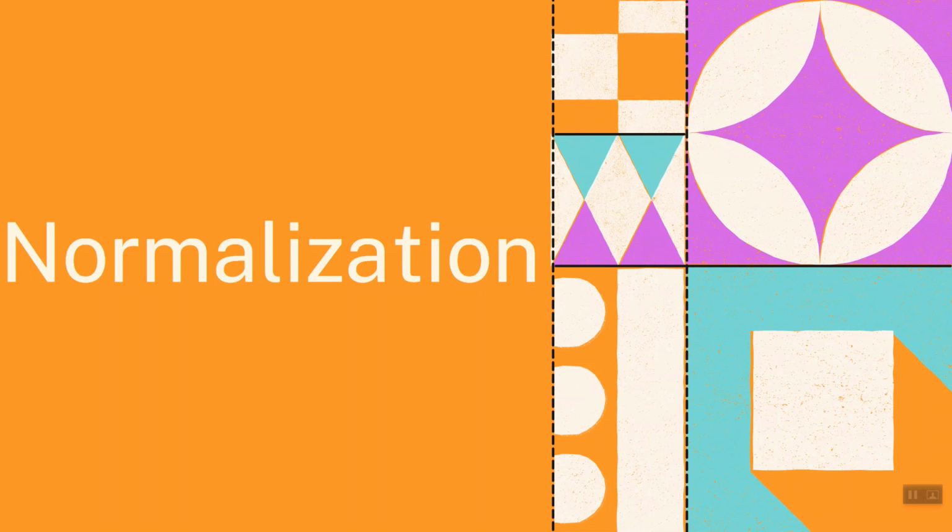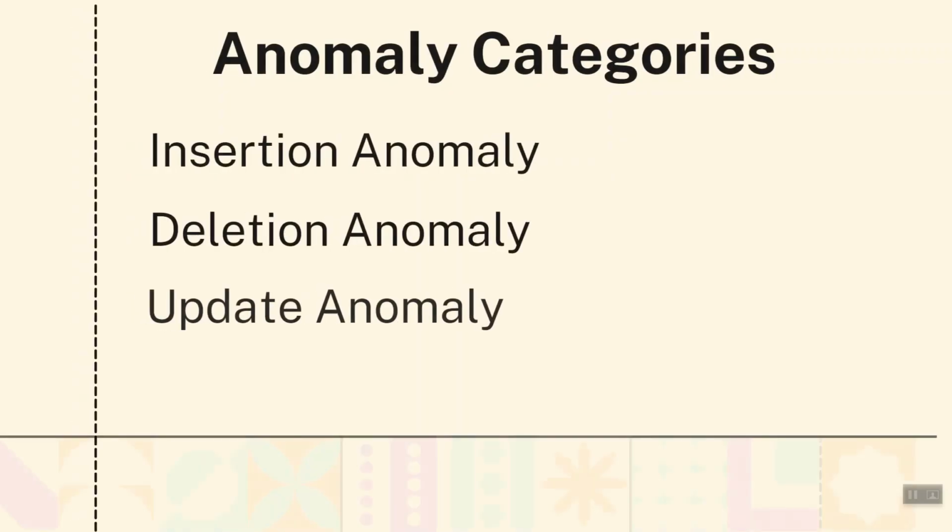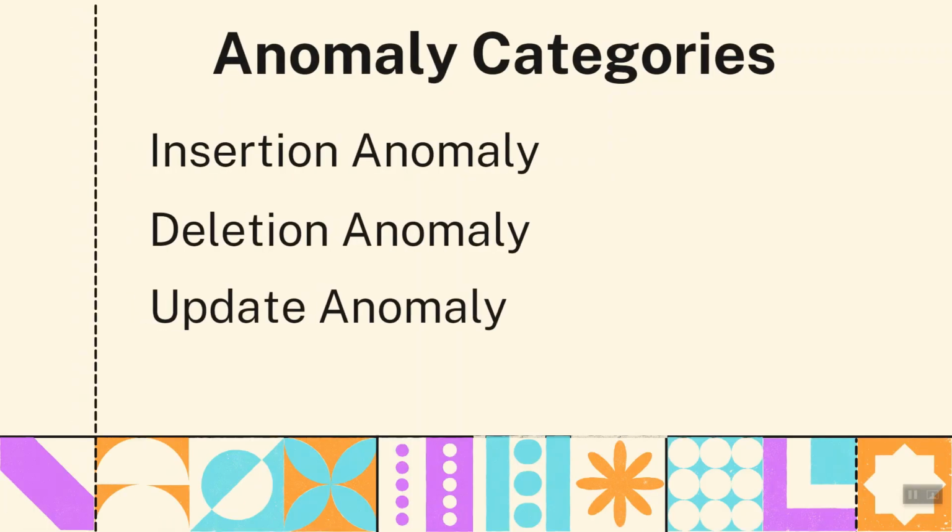In order to have a good database structure, we need normalization. It is better to have normalization. Let's see what the three types of anomaly categories are. They are insertion anomaly, deletion anomaly, and update anomaly.